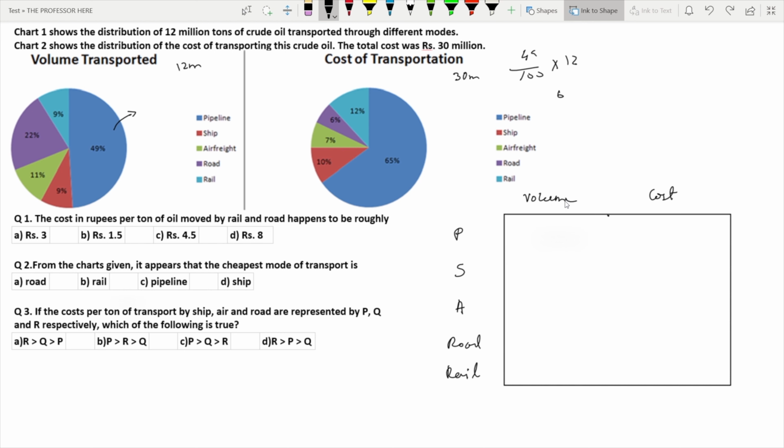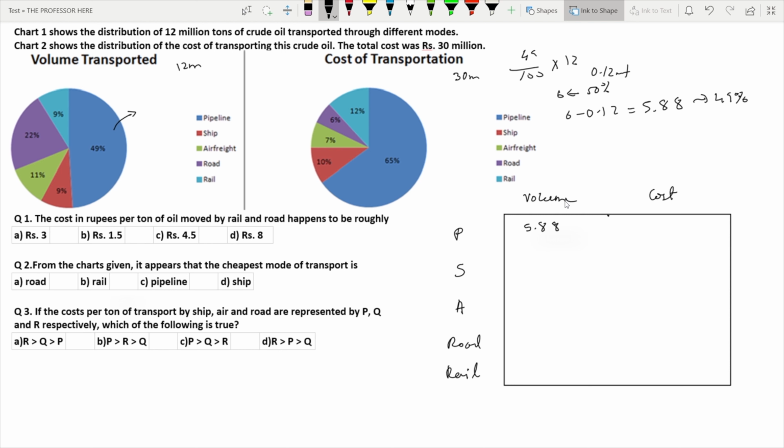And 1% refers to 0.12 million tons. So what I will do here is we have the value for 50%, which is 6, and I have the value for 1%, so I will just subtract it from 6. So 6 minus 0.12 is equal to 5.88, which is 49%. So you can find this value in the way that you prefer. So for pipeline, the volume is 5.88.